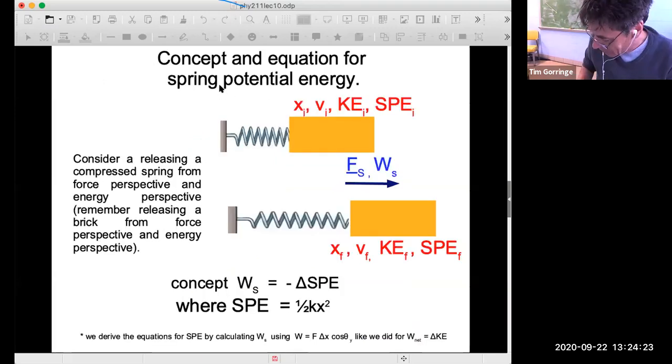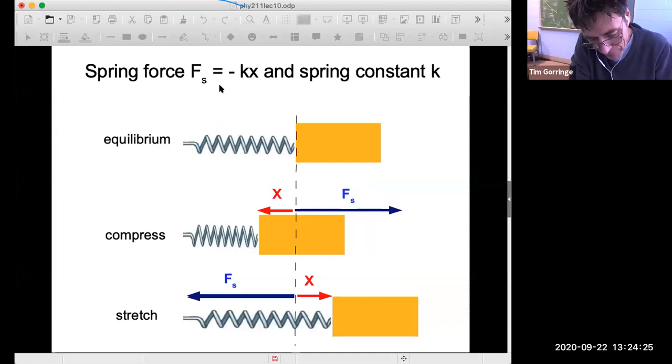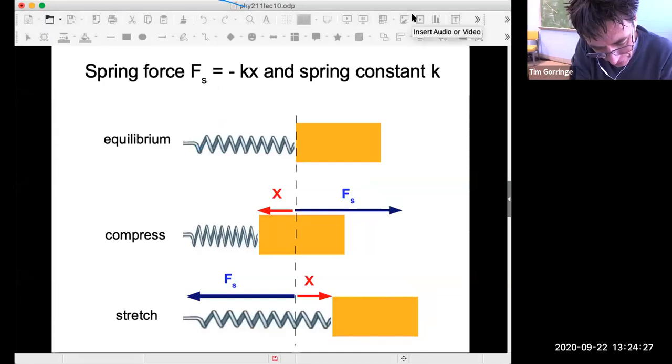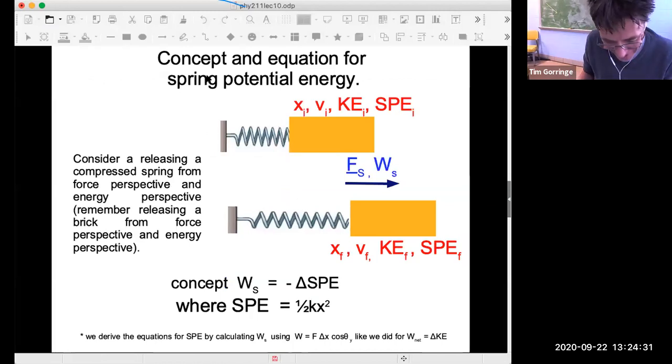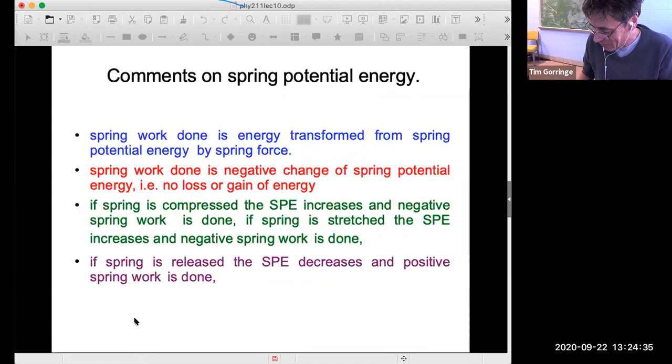Oh, do that every time. I need to get the pen working. Here's the equation for the spring. Gosh. It's been a long day.